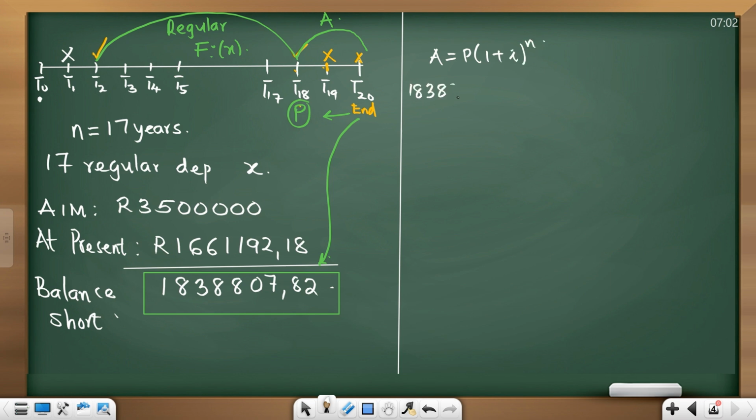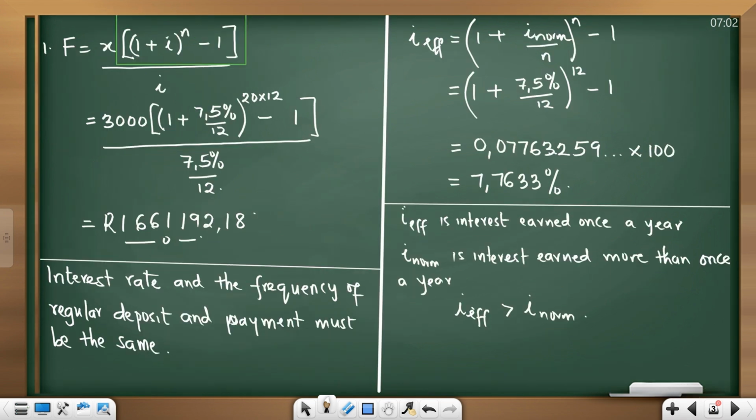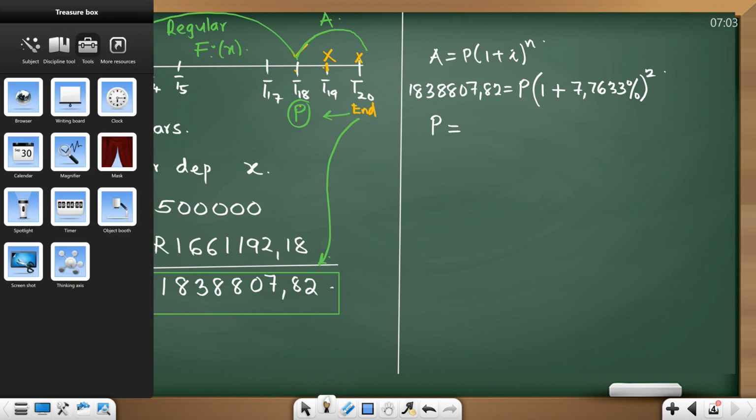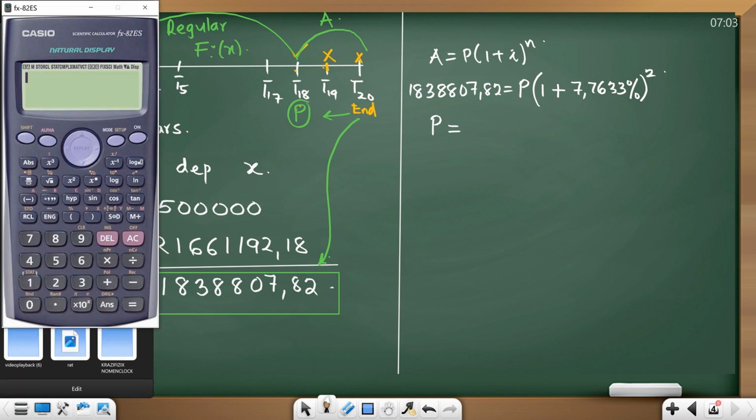1838807, remember that is the aim. Final aim is to have that. But how much would I have saved? I don't know. 1 plus 7.7633%. What is our interest again? 7.7633%. Remember, and that grows for 2 years that he didn't make. Lovely. So we can get the principal amount. And remember what that principal amount becomes? That principal amount becomes the future value.